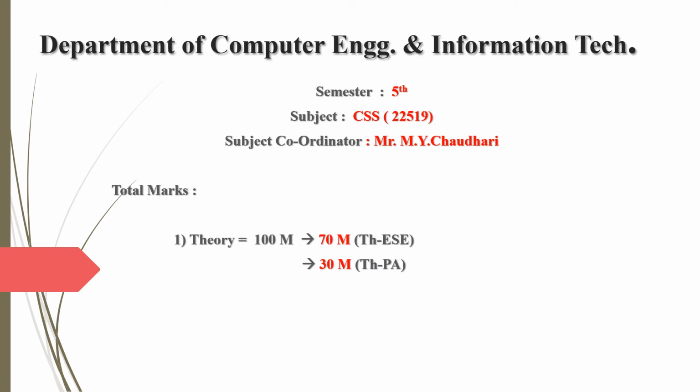For theory this subject has 100 marks, 70 marks for the end semester exam and 30 marks for internal theory PA, which includes 2 unit tests and 1 micro project. Unit test is 20 marks and micro project 10 marks. Next, for practical, this subject has 50 marks, 25 external practical, that is the end semester exam, and 25 internal practical marks.